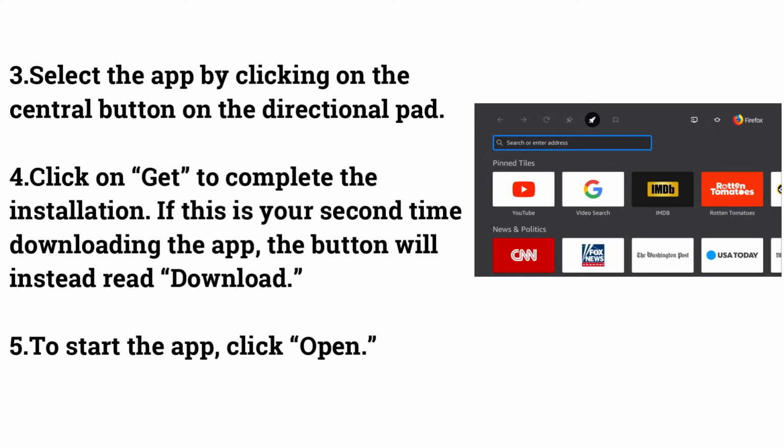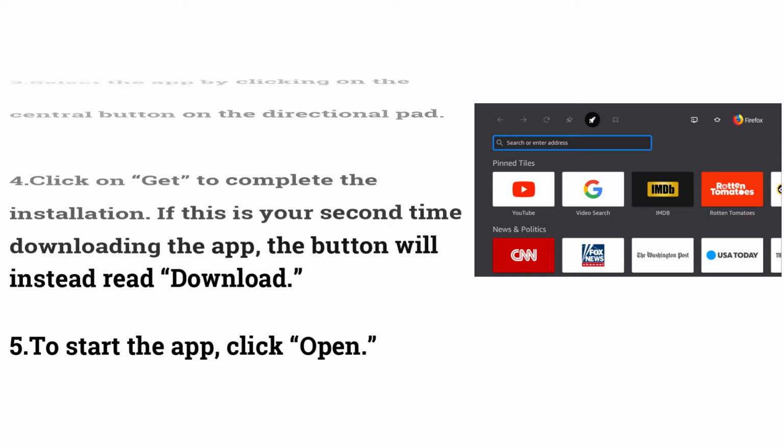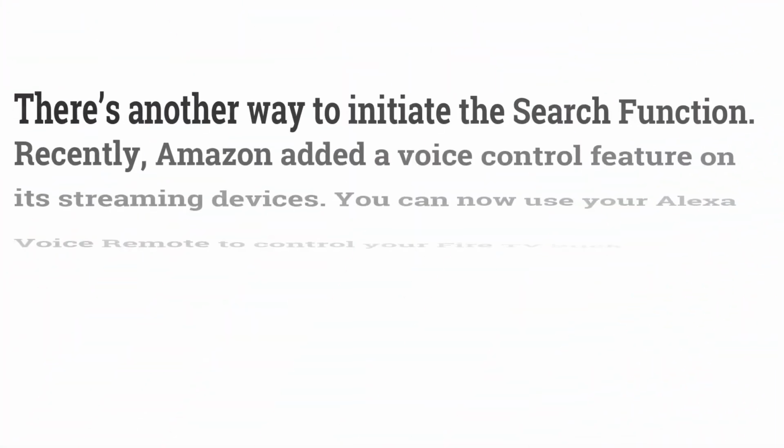Click on Get to complete the installation. If this is your second time downloading the app, the button will instead read Download. To start the app, click Open. There's another way to initiate the search function.